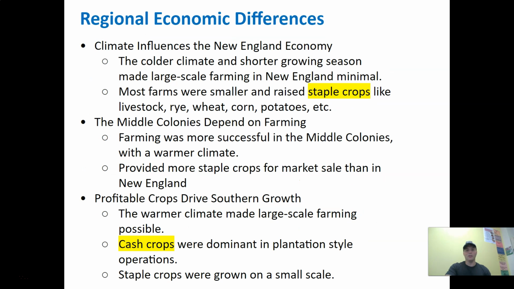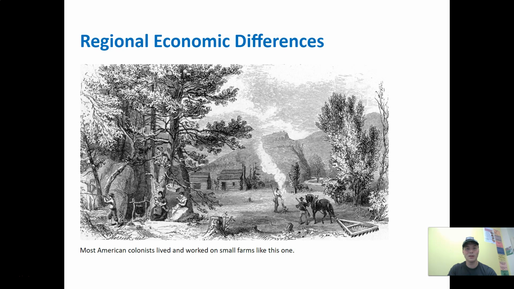And again, with the idea of those staple crops and cash crops, as the colonies grow, you'll start to see a growth in the southern colonies of more cash crops being grown like cotton and tobacco, while in the northern colonies, more staple crops like corn and potatoes for food, for nutritional value, are going to be more highly desired in the middle and the northern colonies. A picture of that just to show you guys.